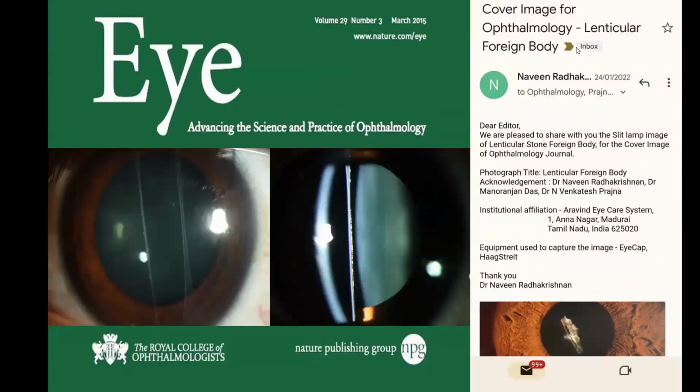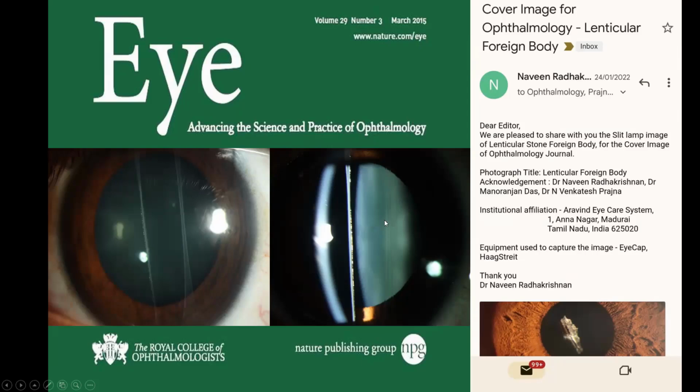How do you submit? You just write a mail to the editor saying we are pleased to share with you a slit lamp image of this. I used this machine to take it, and these are the people who need to be acknowledged. The institutional affiliation is this. That's it, and it will go to the editorial office. If they like it, they'll accept it. If they don't like it, they won't accept it. So this is an image of Descemet's membrane anomaly with diffuse, direct and indirect focal illumination.